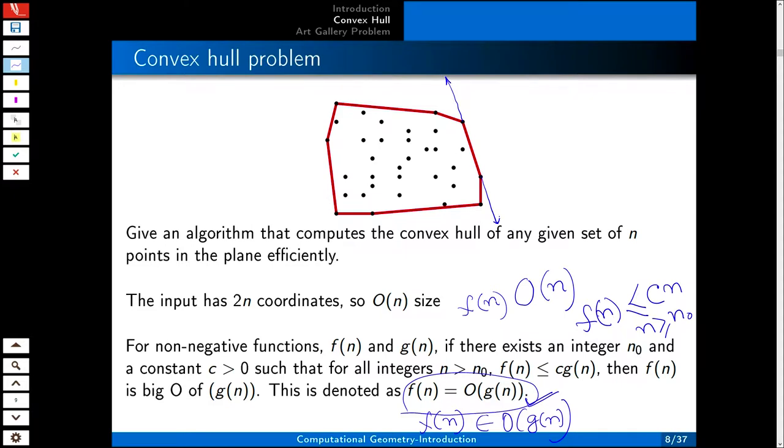This edge is a line segment. If I extend this line segment, I will get a line. I will call that a supporting line for this convex hull edge. Can you tell me a property of this convex hull edge or a supporting line for a convex hull edge?